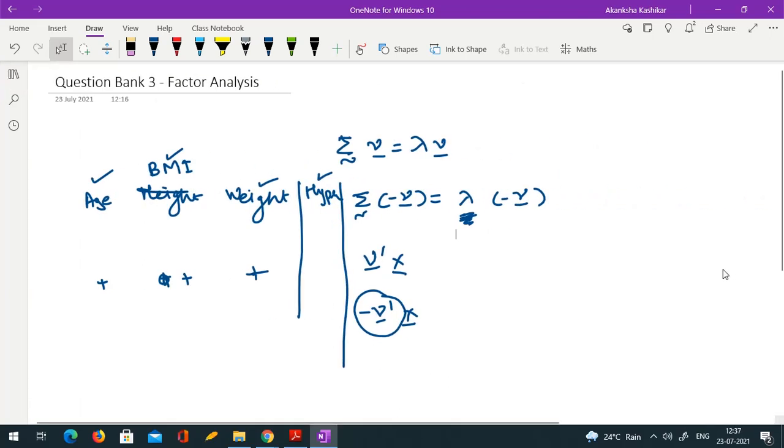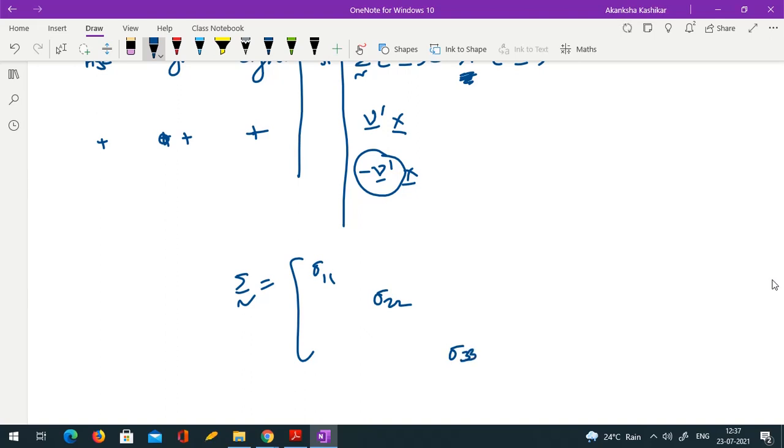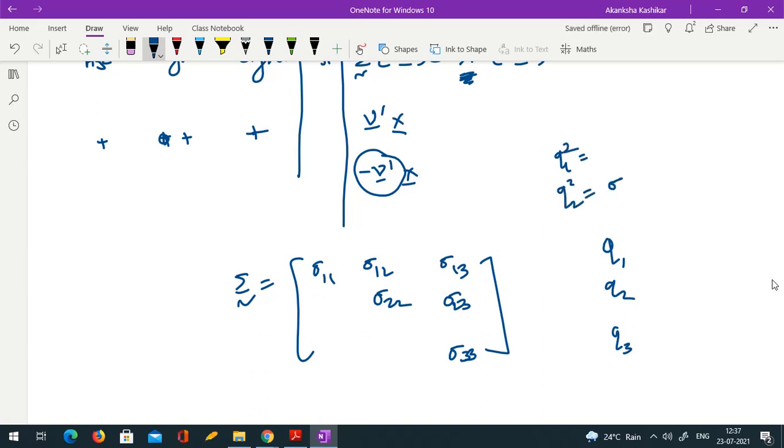Let me write. That should refresh your memory. So we actually did this. We took sigma as sigma 11, sigma 22, sigma 33, sigma 12, 13, 23, and then we took q1, q2, q3, and we estimated q1 square as something, then q2 square as something. We got solutions, right? Do you remember? We actually wrote down 6 equations in 6 unknowns.